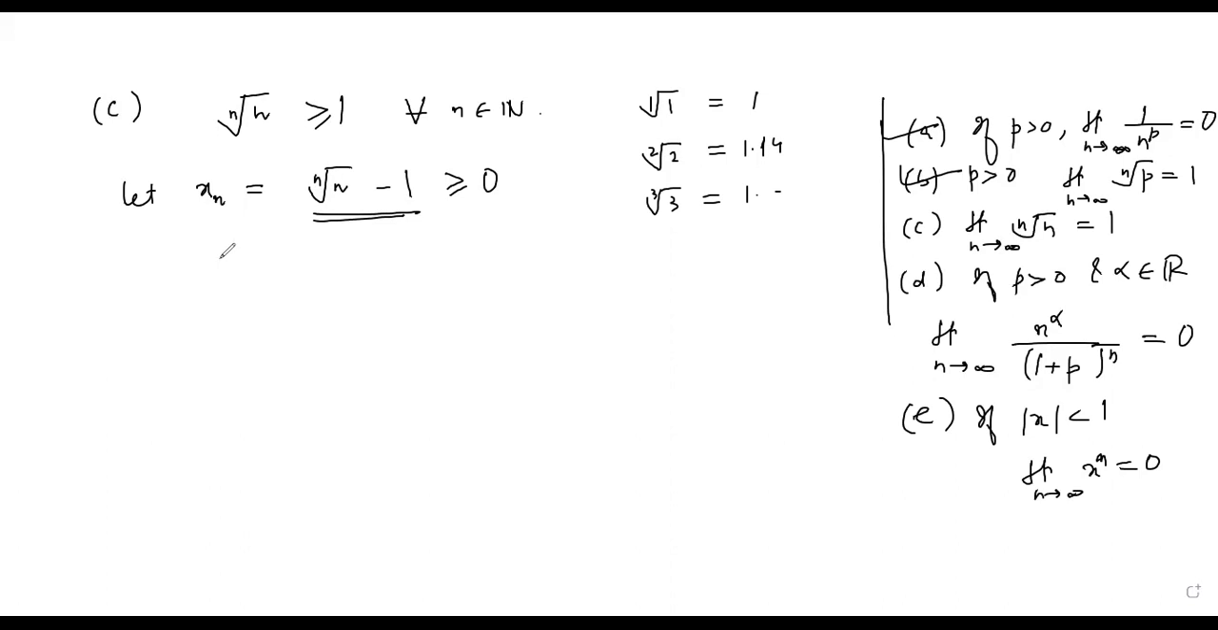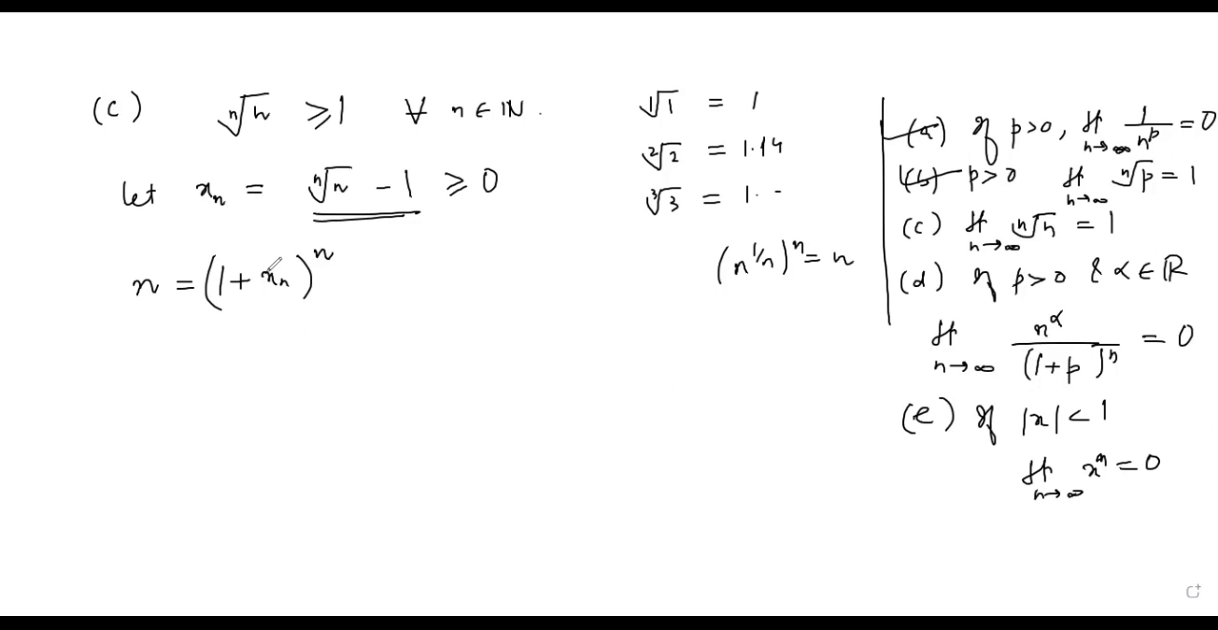and I apply the binomial theorem, then n would be, should I write it like this? Then 1 plus xn raised to power n would be the same as n, right? The nth root of n means n raised to power 1 by n, and if I raise it to power n, I get n. So I brought it here and then I raised both sides to the power n.